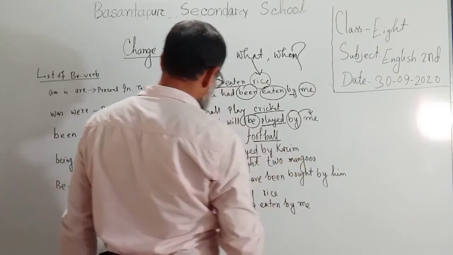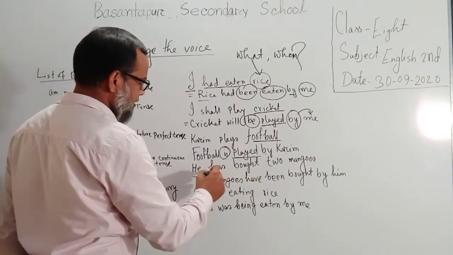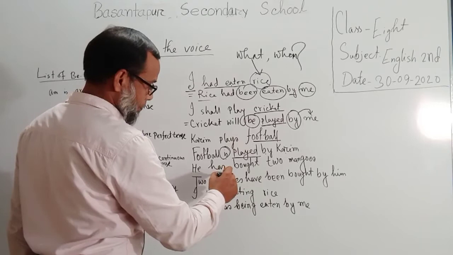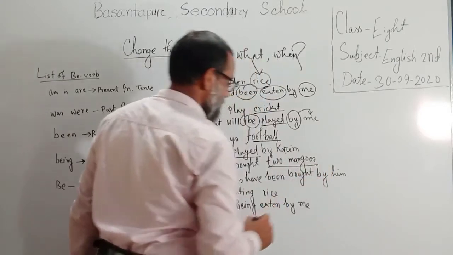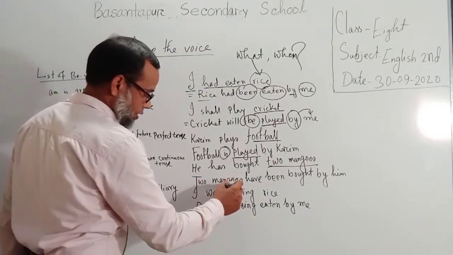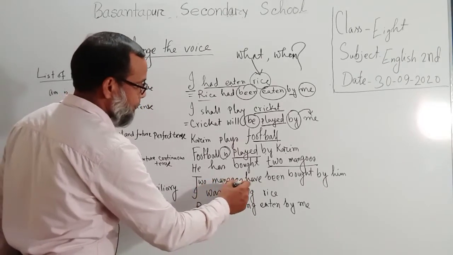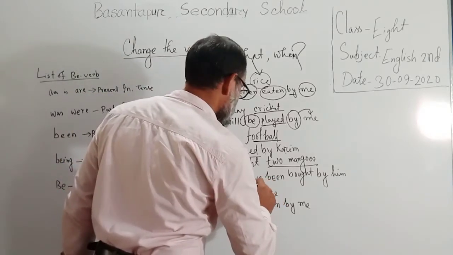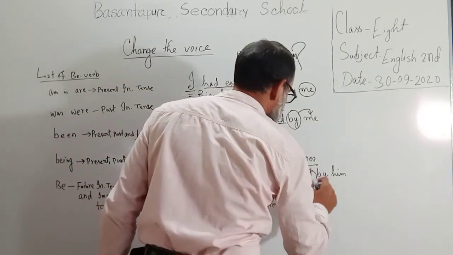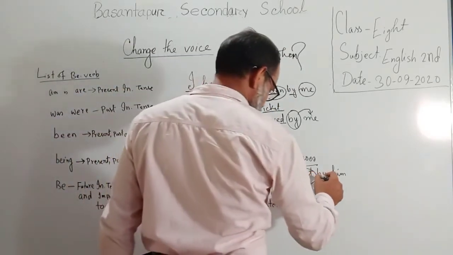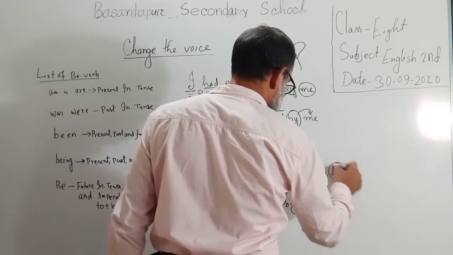the subject. Here is another example: he has bought two mangoes. This is present perfect tense. Two mangoes is the object. Two mangoes is used as the subject of the passive form. Have been is the be verb, then the main verb in past participle form. As usual, by preposition, then the subject in objective form, him.